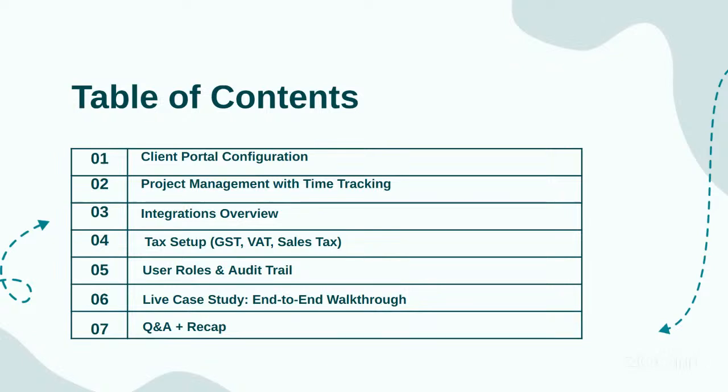Part 5, User Roles and Audit Trail. Then we'll learn how to manage your internal team's access. You'll understand how to assign specific roles, control who sees what, and ensure every action is tracked. The audit feature will give you a full history of who did what and when, a must-have for audit compliance and internal controls.